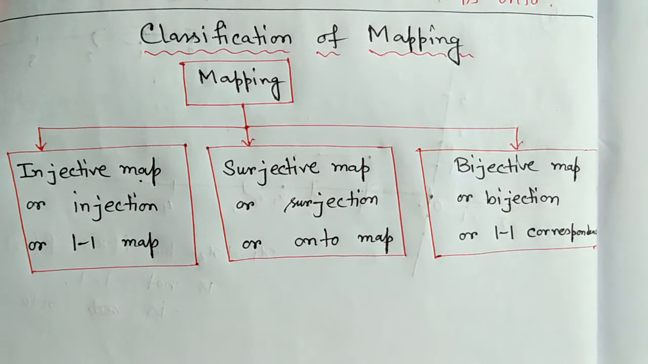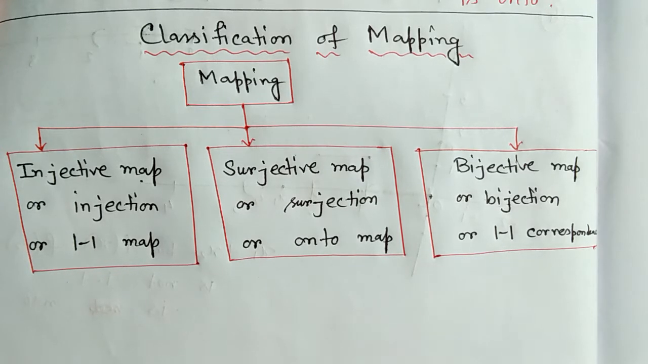Welcome to everyone. Today in this video we shall discuss classification of mapping. There are three types of mapping: injective map or injection or one-one map, surjective map or surjection or onto map, bijective map or bijection or one-one correspondence. Let us talk about injective map.